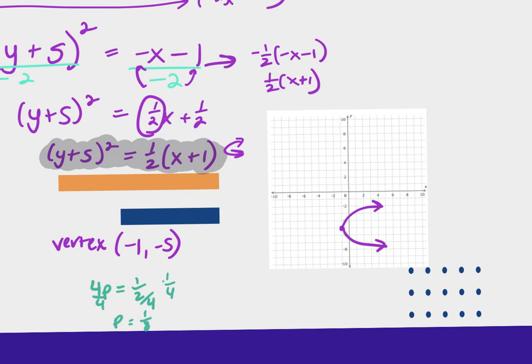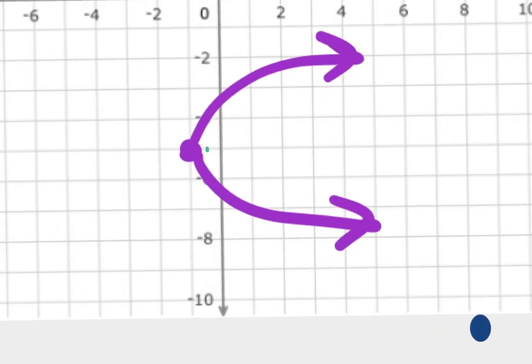It's a y squared and a positive 4p. So y squared is right and left. If it's positive, it points to the right. If it's negative, it points to the left. X squared, up, down. Positive up, negative down. Okay, so p is 1/8 to the right, so 1/8 from the vertex is my focus.